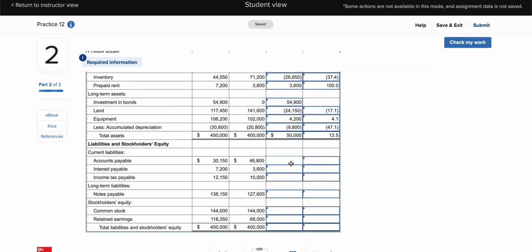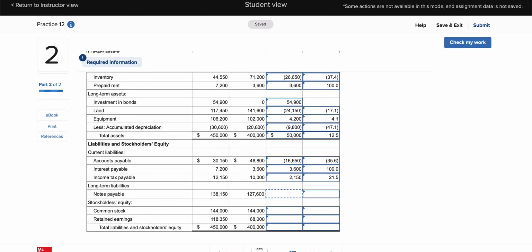Okay, our accounts payable, we're going to do the same thing. We decreased our accounts payable debt by 16,650. 16,650 divided by 46.8 gives us a decrease of 35.6%. Interest payable, we are looking at an increase of 3,600. That doubled, 100%. Income tax payable, 2,150 increase in that, and that is 21.5%.